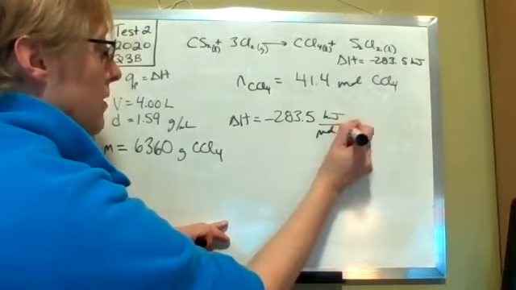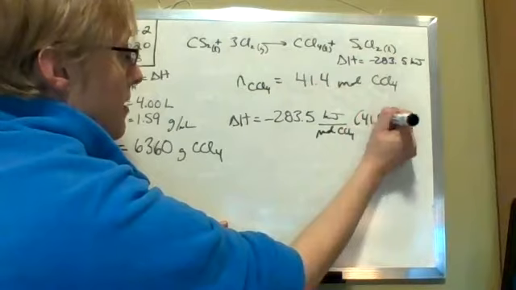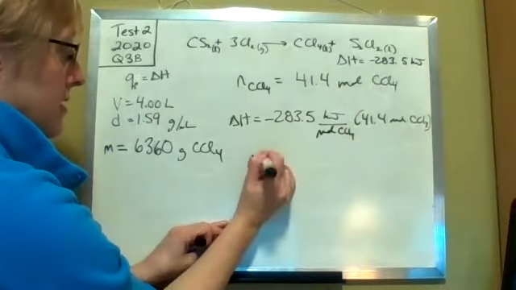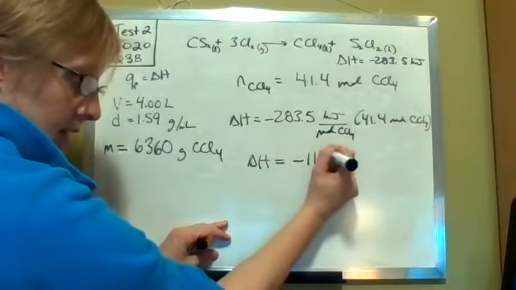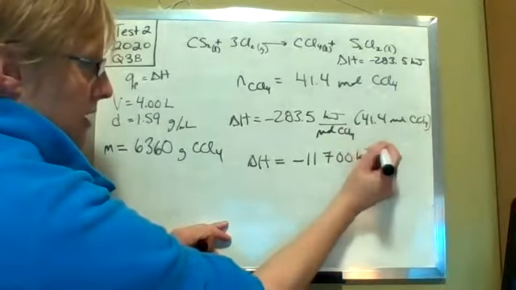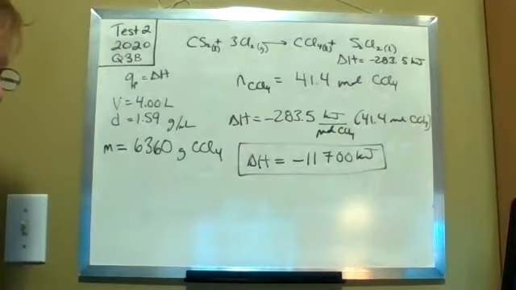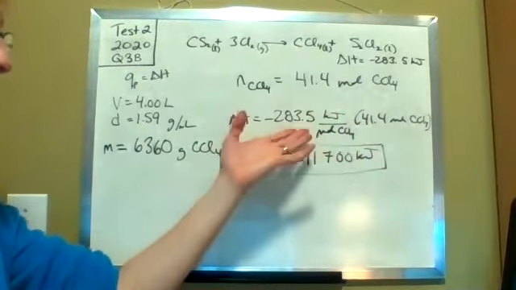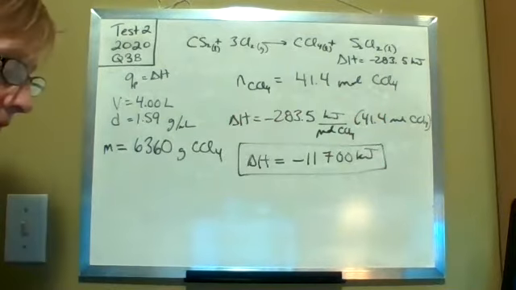Per mole of CCl4. And we have 41.4 moles of CCl4. So we can find delta H for the 4 liters: minus 11,700 kilojoules. That's how much heat is released during this process. And again, as long as everything else is correct, whatever value you happen to have for A, you shouldn't be penalized.